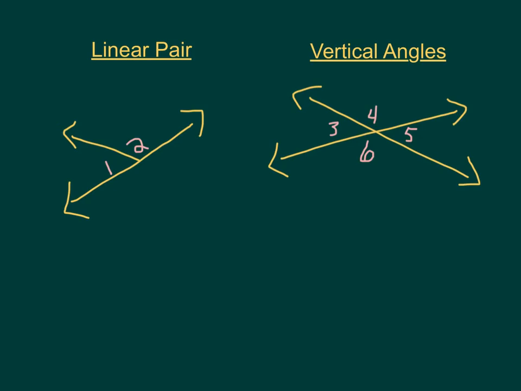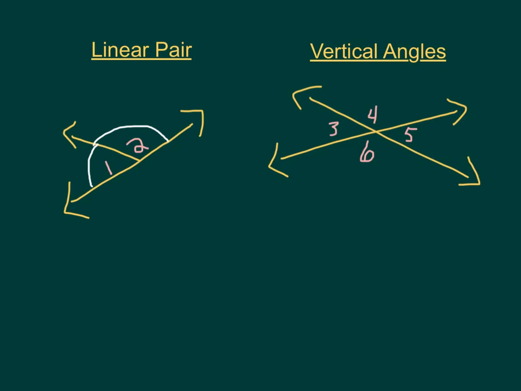Now to review a linear pair. If you have a line and it's broken into two separate angles, and you have a pair of them, that is a linear pair. So here we have that angle 1 would be a linear pair with angle 2, because when you put them together they make a line.